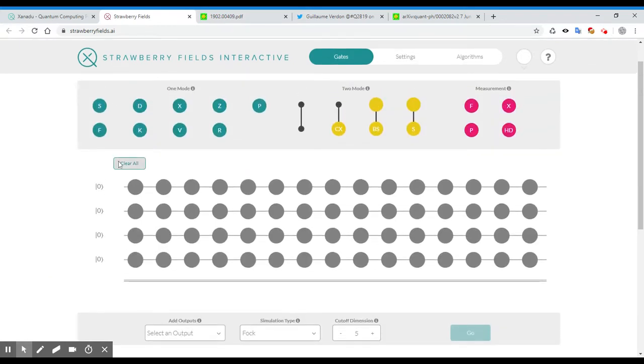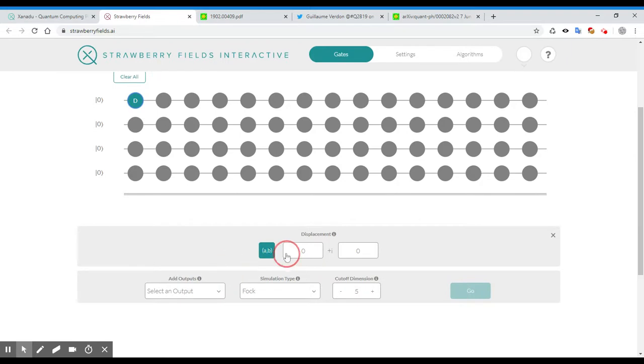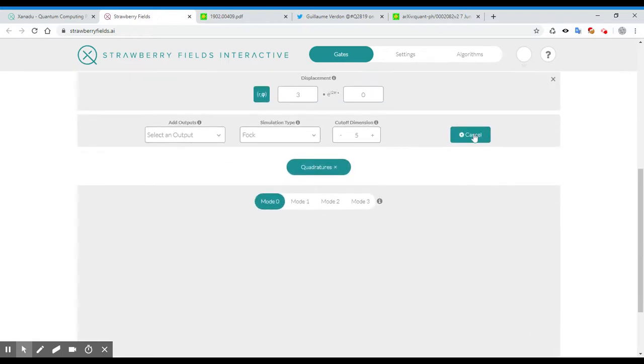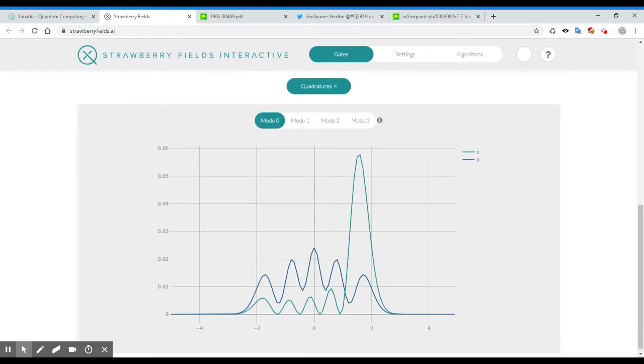Because if I place in here, let's say I place a displacement, and I want to, I don't know, let's say I have no idea what I'm doing. I really have no idea what I'm doing. Let's see what happens if I do this. We want to see the quadratures of mode 0. What have we got? Oh my god, that's not what we want. That's definitely not what we want.